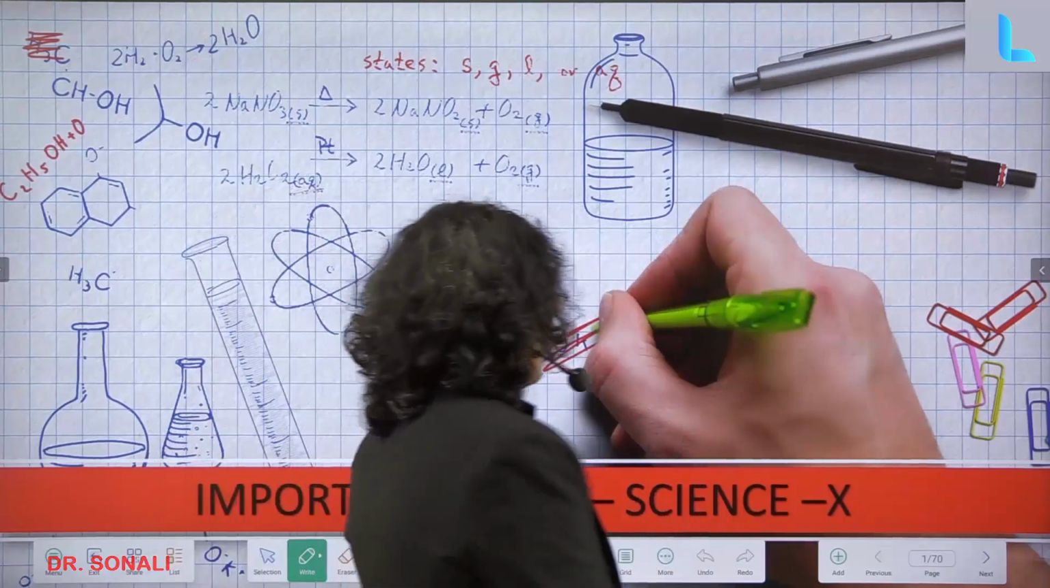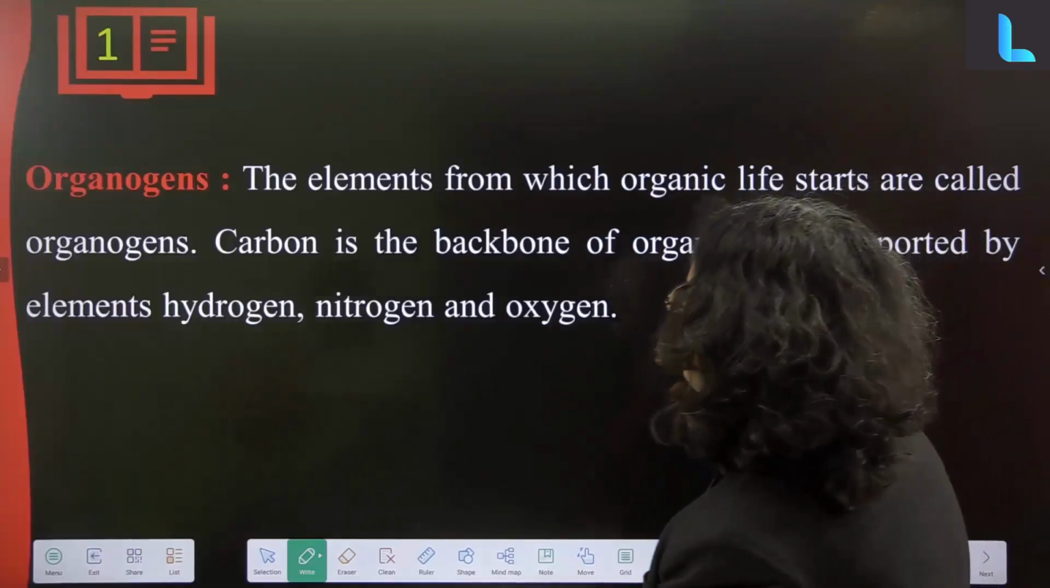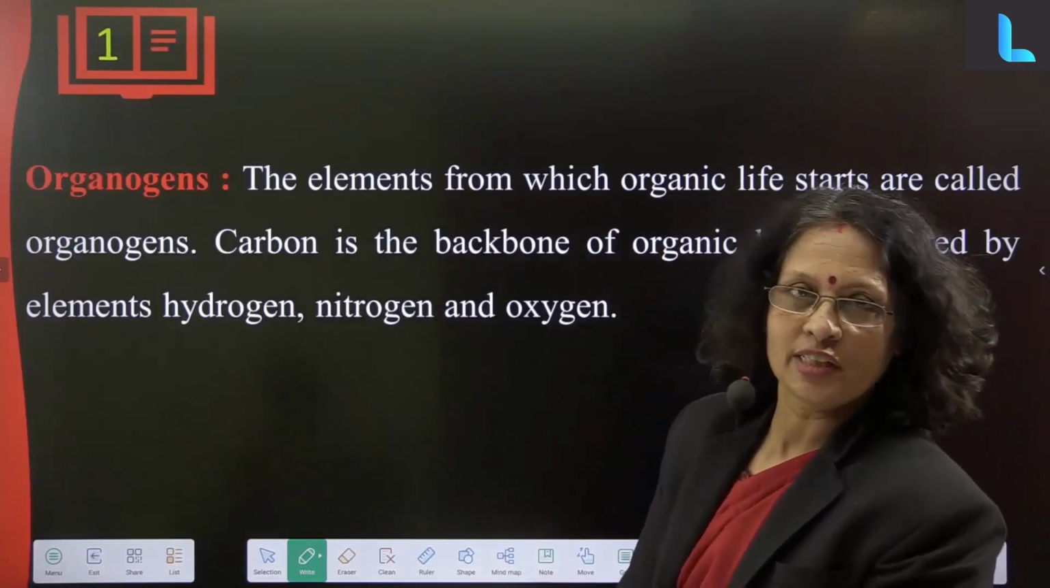For class 10 science, we have a chapter named Carbon and its Compounds. We have already covered this chapter. Let us do a quick revision from the exam point of view.